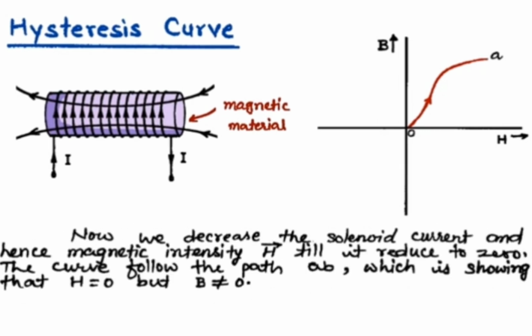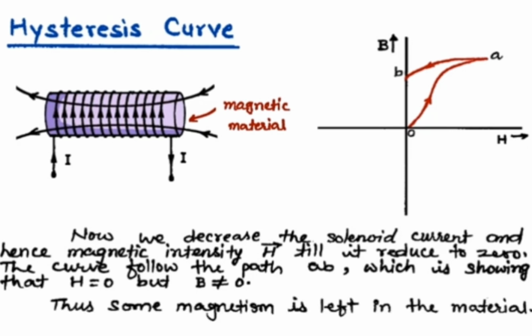Now we decrease the solenoid current, and hence the magnetic intensity H, till it reduces to 0. The curve follows the path AB, which shows that H is equal to 0 but B is not equal to 0. That means we can say that there is some remanence in the magnetization. Some magnetism is left in the material. That is OB.